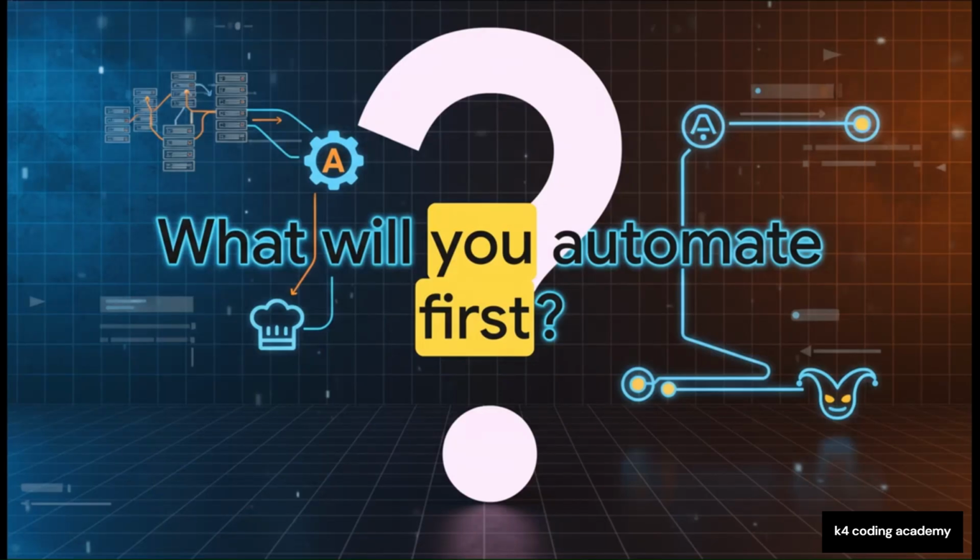And that brings us to the final, most important question. Now that you know you can turn almost any manual task into code, what's the first thing you are going to automate? Think about it. What's that one repetitive task you'd love to get rid of forever?